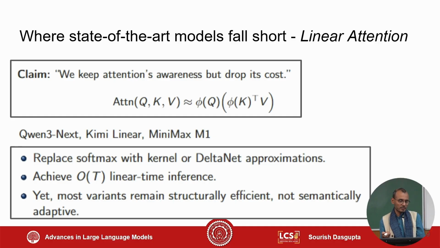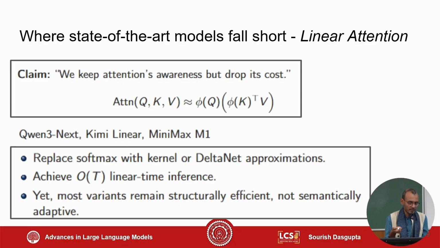When we look at linear attention, we keep attention's awareness but drop its cost. Essentially we do the K transpose V, but we apply some sort of function over the Q, so that we restrict how much of the Q we see. Qwen3-Next, Kimi Linear, MiniMax M1: we replace the softmax with kernel or delta net approximations. So that's your phi over there.